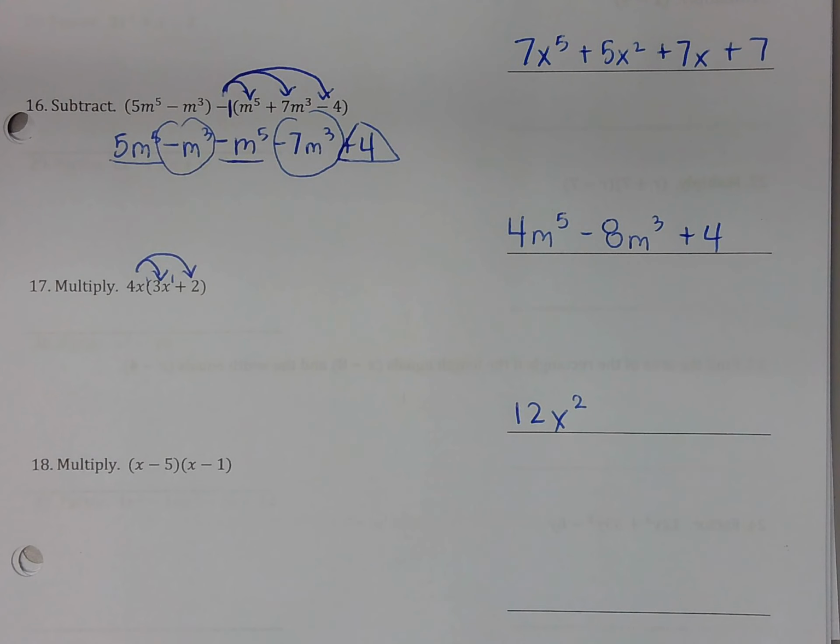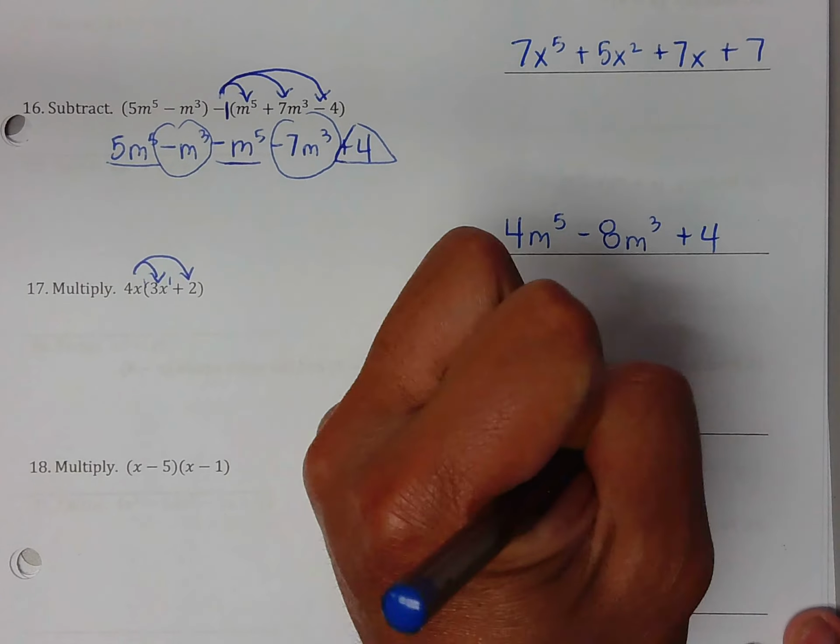All right, and then lastly, 4x times 2. Well, 4 times 2 is 8, and then we still needed x. So plus 8x.